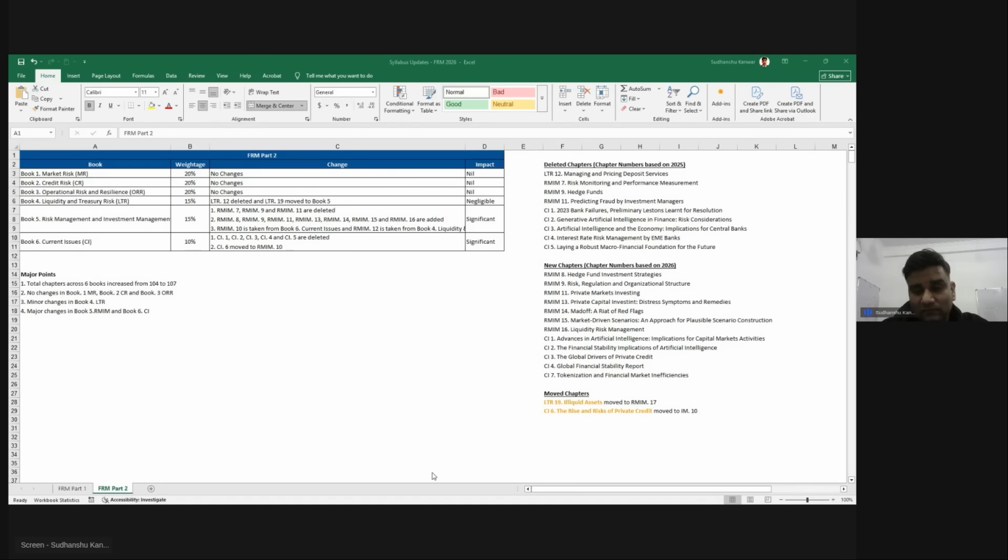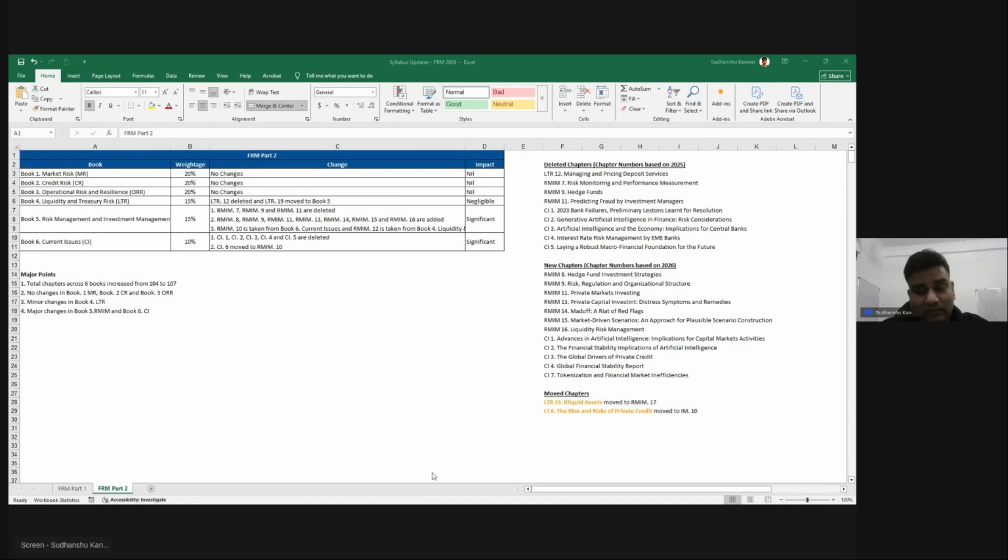So book five is the kind of center of gravity for all such changes, right? Here, GARP is cleaning up your older investment risk topics and replacing them with fresher, more industry relevant material, right? So that changes. You can see the chapters have been highlighted, what chapters have been added, what chapters have been deleted.